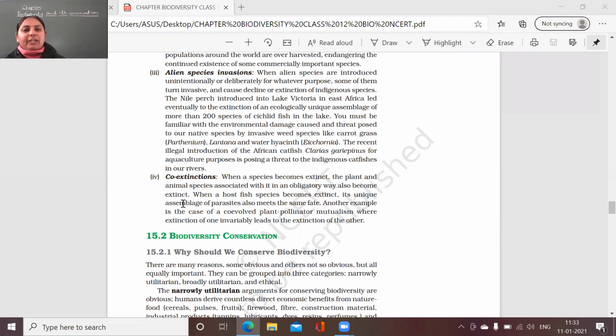As the name itself indicates, when a species becomes extinct, it is not only the extinction of that particular species, but the species of plants and animals that are also associated with it, or related to it in an obligatory way, also become extinct.